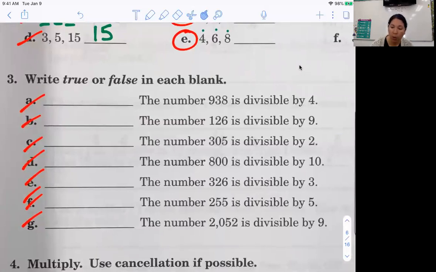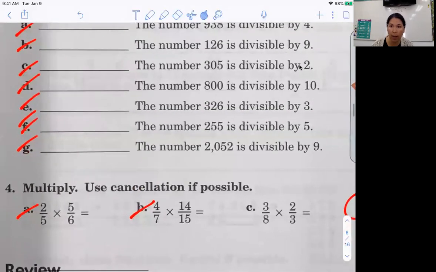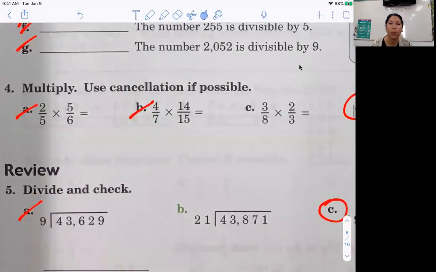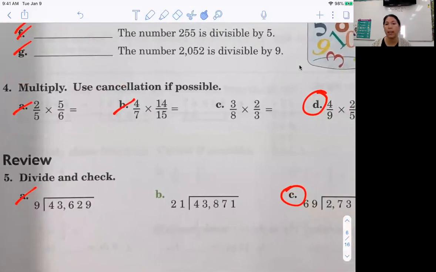So you can try that on your own. This won't count on the quiz. But see if you can do those on your own, but I'm gonna move ahead, okay? But those ones aren't for homework. You don't have to do them. All right. Section 4 says multiply, use cancellation if possible.